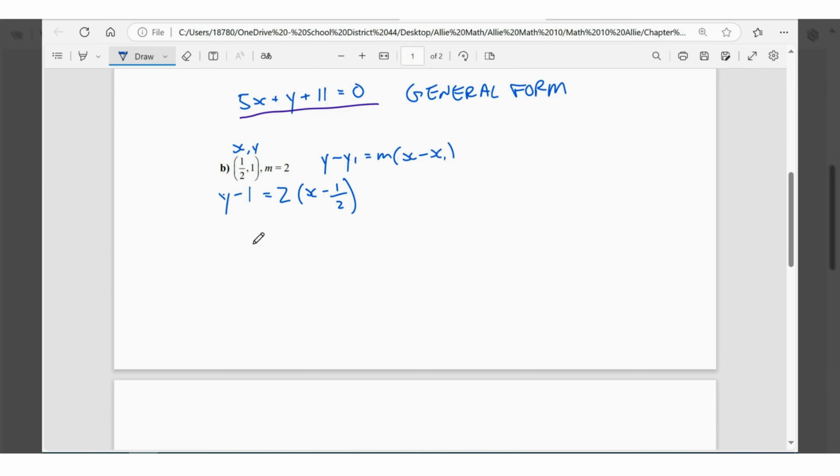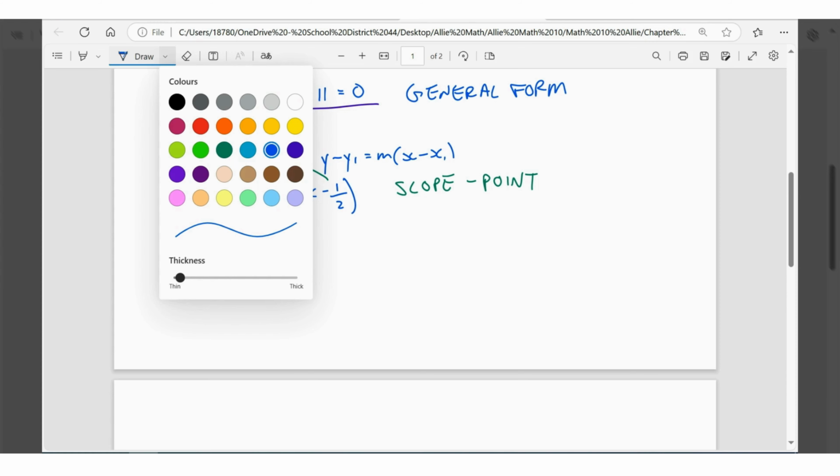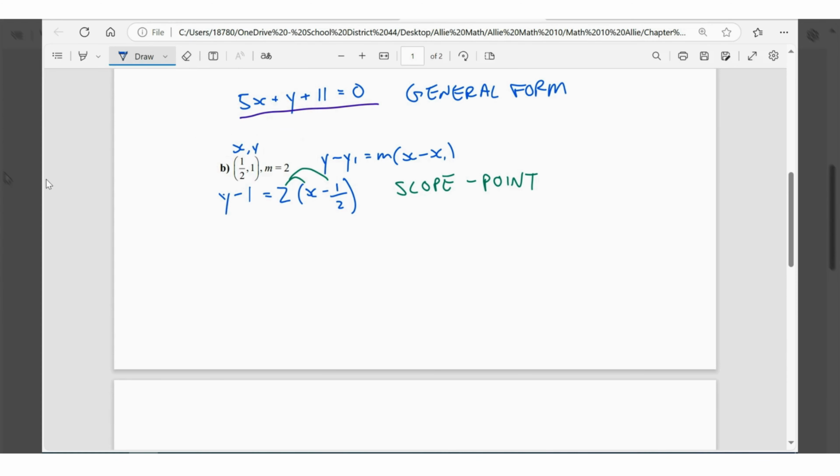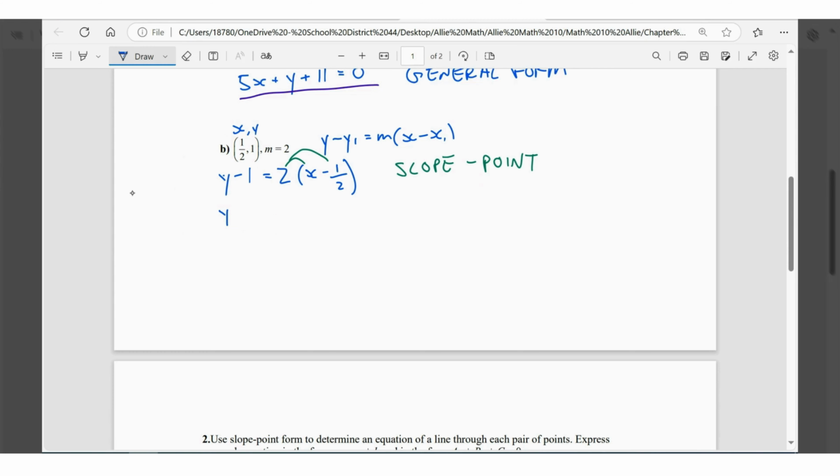And so now what are we going to do? This is our slope point form. Let's go to slope intercept. I'm going to multiply this 2 inside the bracket. That's helpful. It's going to make our half into a 1. So now we got y subtract 1 equals 2x, a half of 2, but it's a negative. It's going to be negative 1.